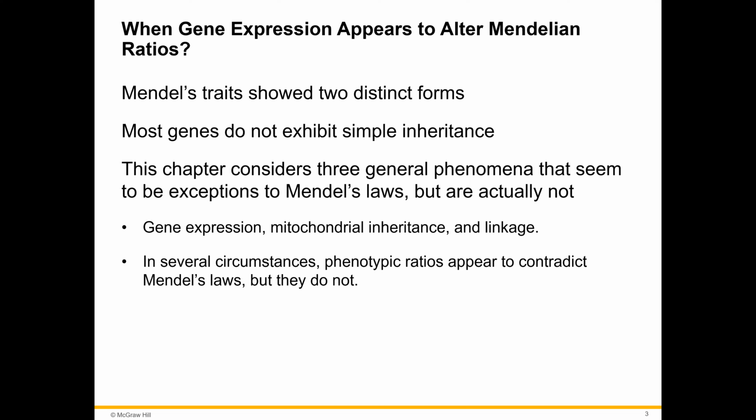Well, this chapter considers three general phenomena that seem to be exceptions to Mendel's law, but actually are not. This is very important. We're going to look at traits and inheritance that might seem not to follow Mendel's law, but that's not true. They do follow Mendel's law. These three phenomena include gene expression, mitochondrial inheritance, and linkage. And again, in the first part, we will only cover gene expression, how gene expression seems to contradict Mendel's law, but it actually doesn't. In several circumstances, phenotypic ratios appear to contradict Mendel's law, but they do not.